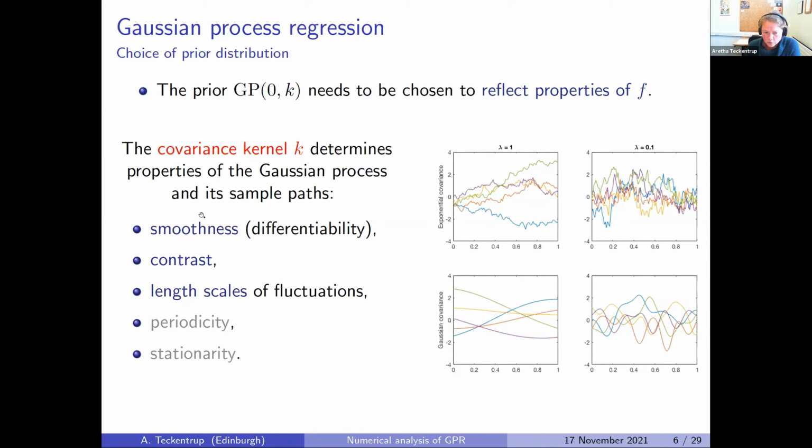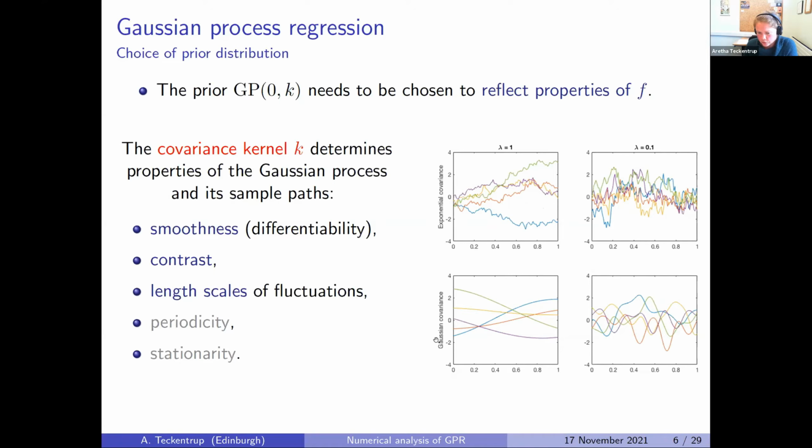One thing that you can control is what I call the smoothness. This is known as the differentiability, or by smoothness, I mean differentiability. So how many derivatives the sample paths are going to have. In the first row here, I've chosen a covariance kernel k which gives you sample paths that are continuous but not differentiable. That's the exponential covariance kernel. For those who know what that is, it is the covariance kernel of the Ornstein-Uhlenbeck process. And you can see that they do look quite rough.